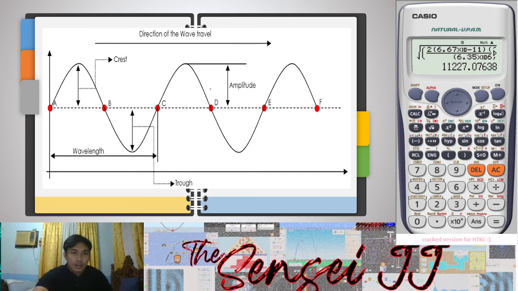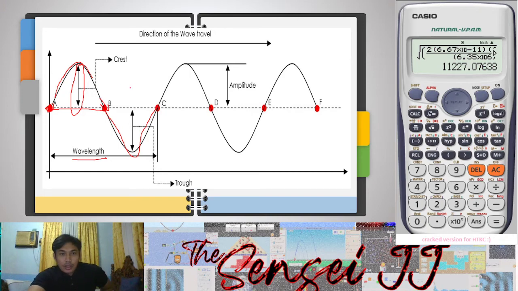So we have here the crest, from our reference line up to the maximum curve in our wave travel. Okay, so we have here the wavelength, which is from our starting point, down to our first passing and going upward. So if our wave repeats itself, then we have one complete wavelength.